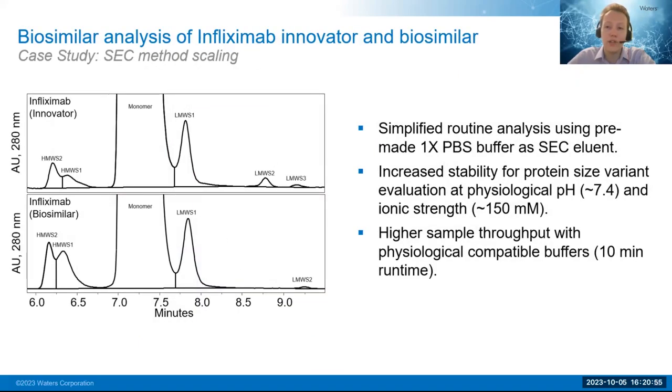And just like the ion exchange chromatography example, we are once again using an infliximab innovator and biosimilar for SEC method scaling. So with the use of Premier columns, we've created a routine method for analysis of size variants using 1x PBS as the SEC eluent, which closely matches the physiological conditions at pH 7.4 and approximately 150 millimolar in ionic strength. So this 10-minute method was then scaled from the Acquity Premier system to the Arc Premier system.